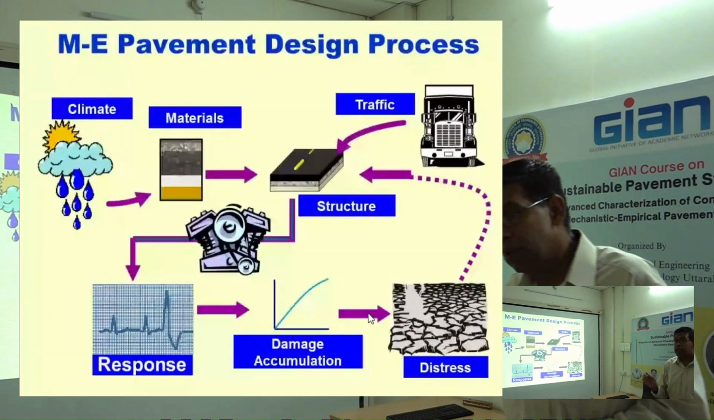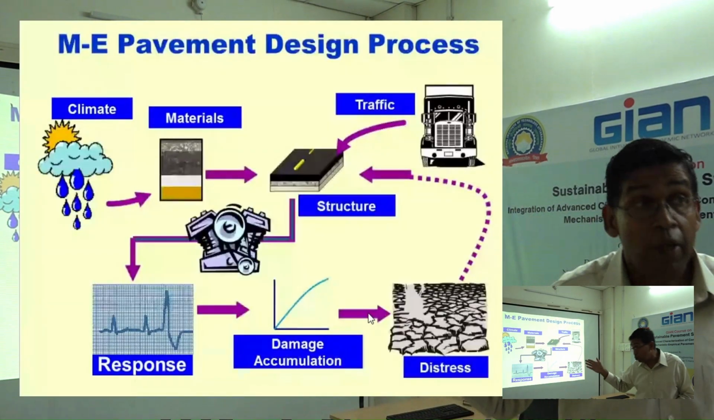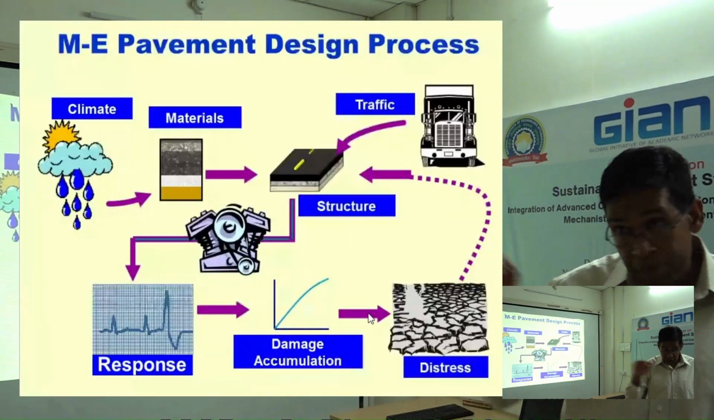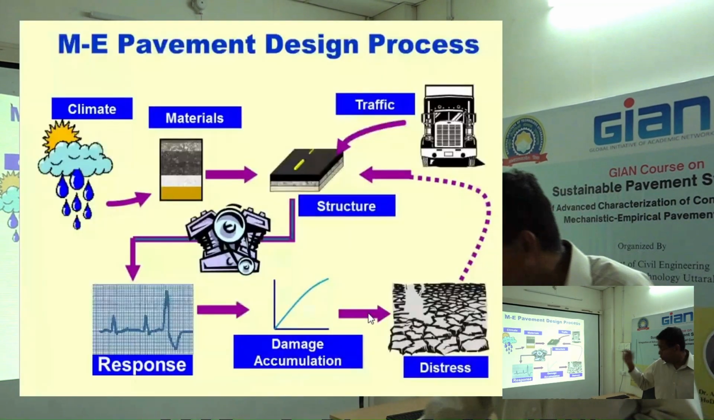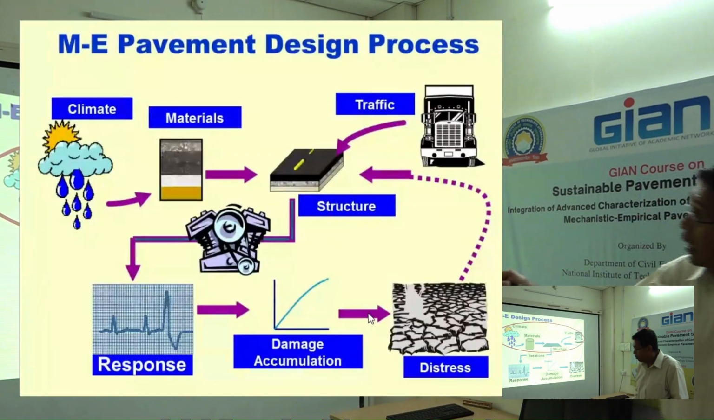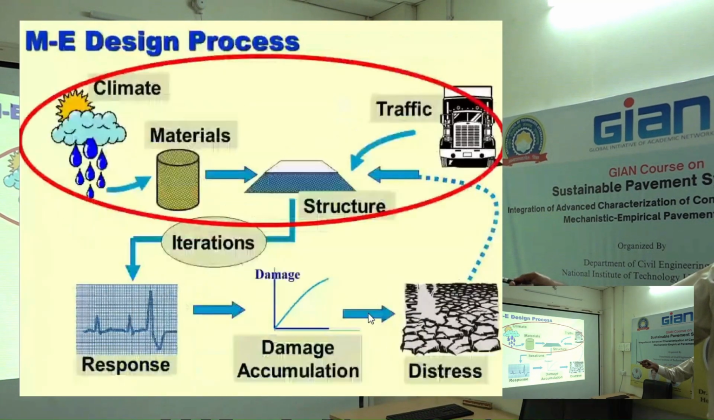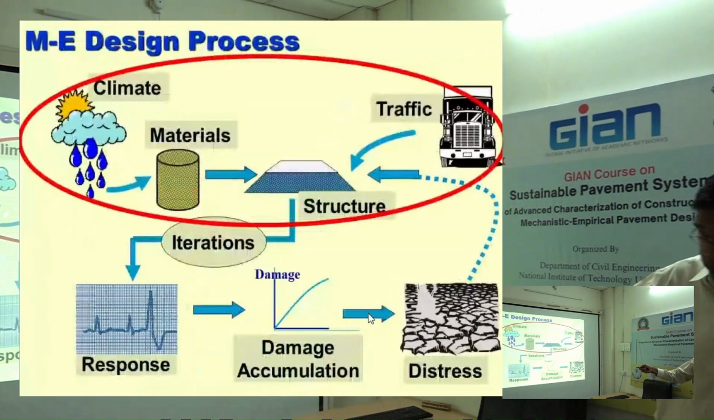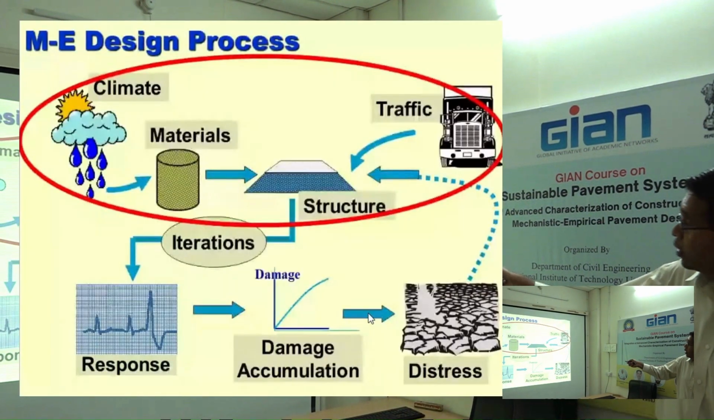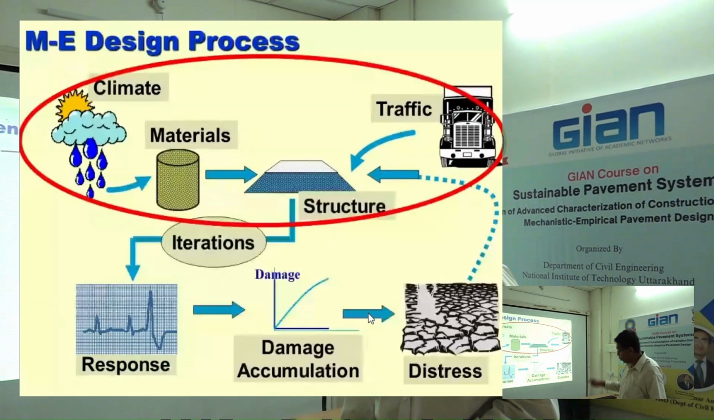So the paid version of this is close to $15,000, where it will optimize it for you. If you give your distress and all that, it will automatically tell you what that is. Right here. Climate includes weather data, others, materials, asphalt, concrete, base, subbase, put it in the structure, and you keep repeating the whole thing, and you will get it. So I'm going to cover this portion first.